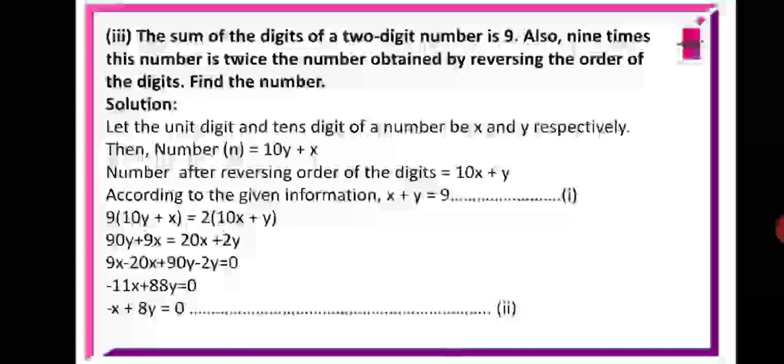The sum of the digits of a 2-digit number is 9. Also, 9 times the number is twice the number obtained by reversing the order of the digits. So you should take the 2 digits as 2 different variables. Let the unit digit be x and the tens digit be y.